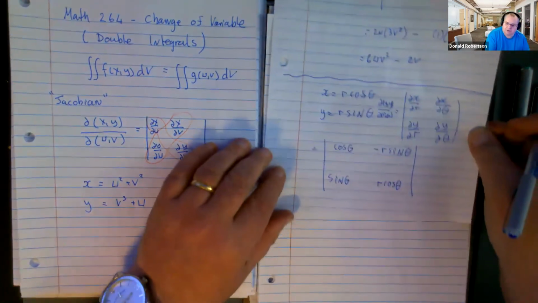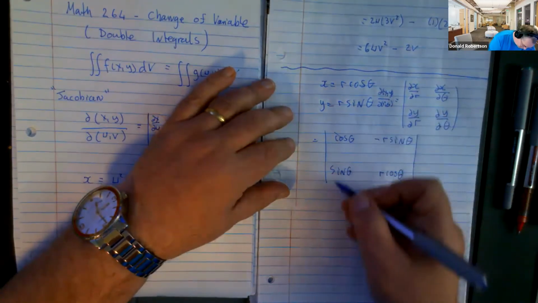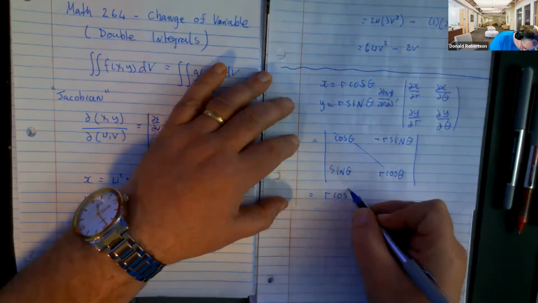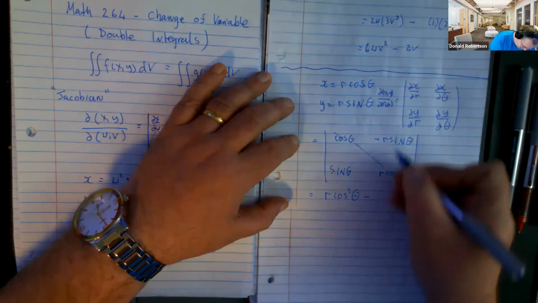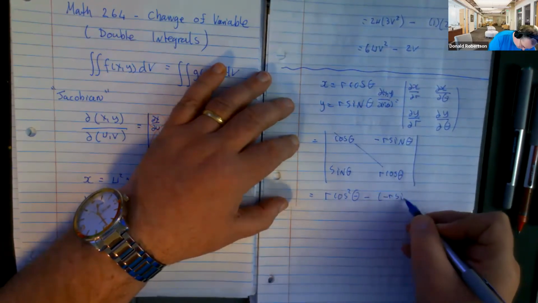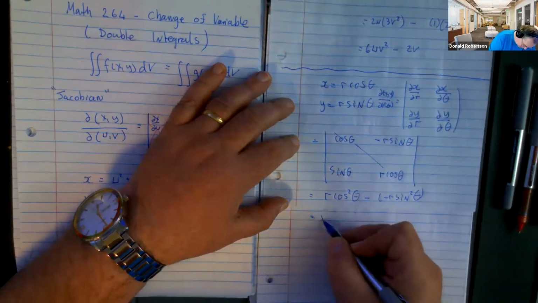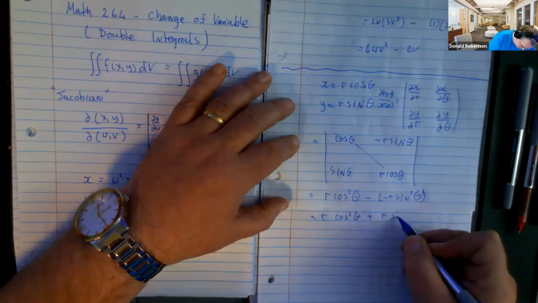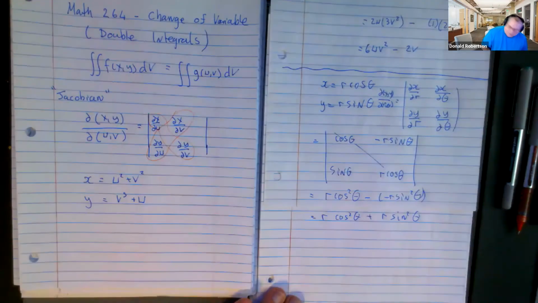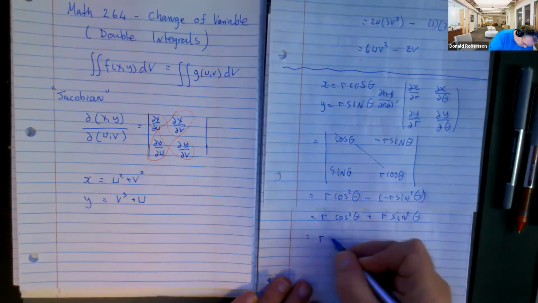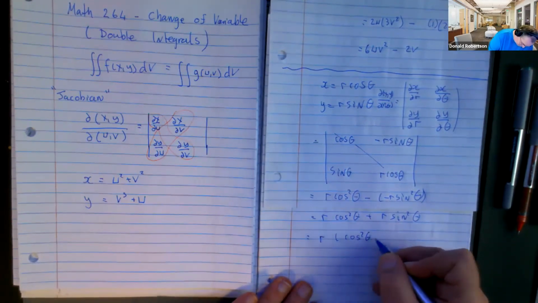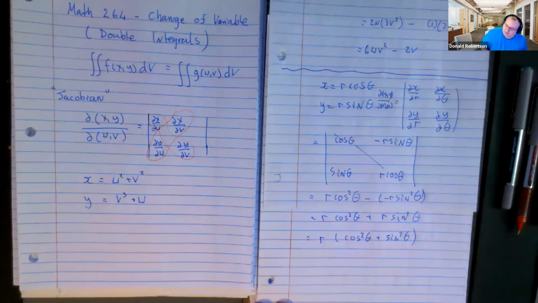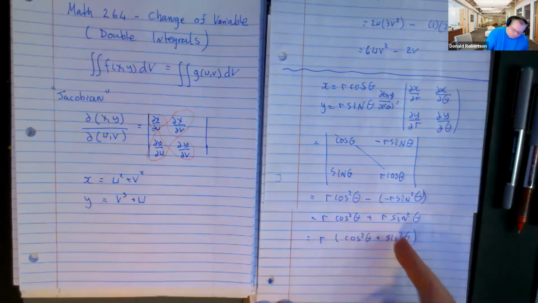So far, so good. Now, if you do major diagonal, take away minor, let's see what you get. You multiply these together, you get r cos squared theta. And if you take away these guys, you get negative r sine squared theta. So you get r cos squared plus r sine squared. And if you pull out r as a common factor, you get that. Agreed? And oh, that's 1.